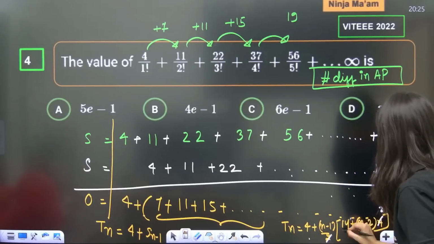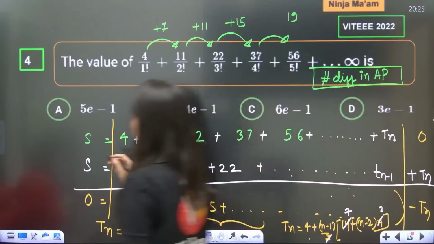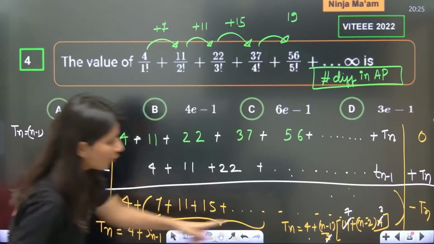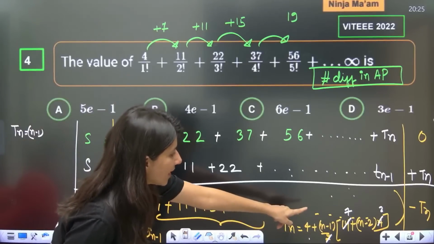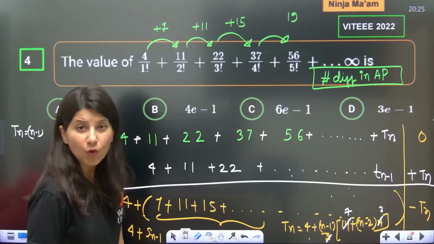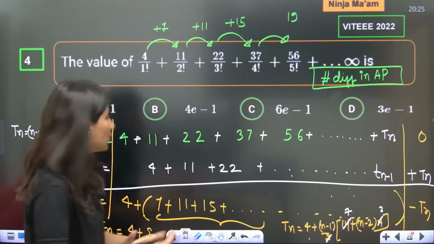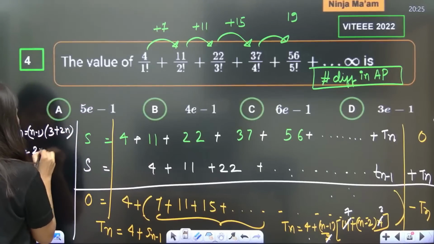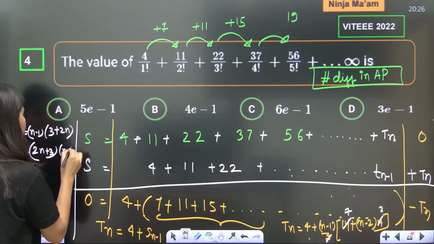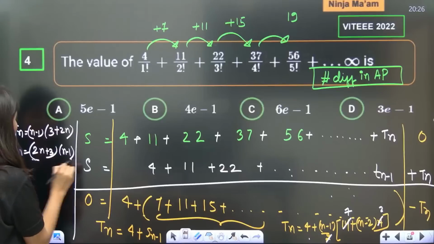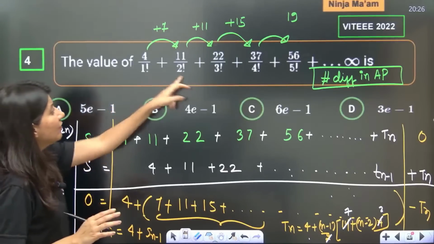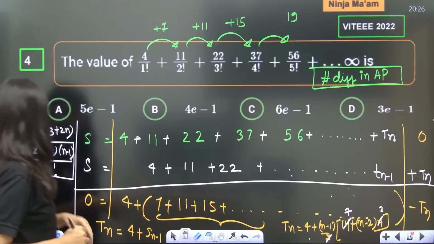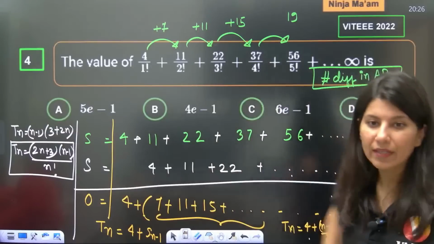Now if you expand this, what do you get? This is 2, this is 7. So Tn is equal to n minus 1, and from here you are going to get 7 plus 2n minus 4. So 3 plus 2n? Yes, 3 plus 2n. So Tn will be equal to 2n plus 3 and n minus 1, upon n factorial. This is a general term. This is your Tn, my dear students: Tn is 2n plus 3 times n minus 1, upon n factorial.